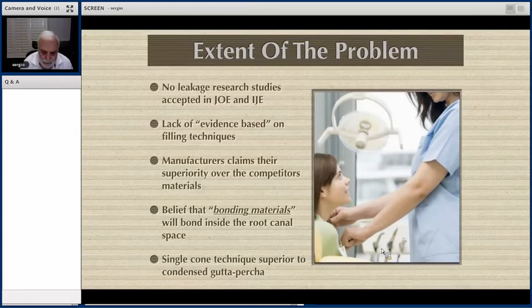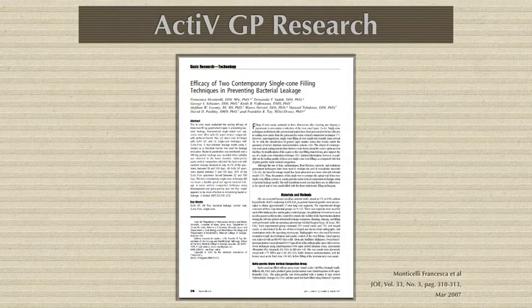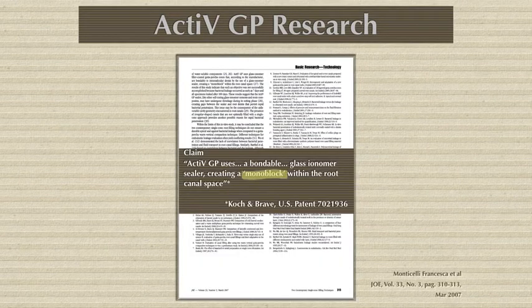It was a company in the United States that was advocating single cone. It's the best thing because you will create a monoblock. So for that purpose, we were looking into the literature, and it was Francesca Monticelli that in 2007 in the Journal of Endodontics published this article. The claim was from this company in the United States, Brasseler, which is called Active GP Gutta-percha, which is a Gutta-percha that is coated with glass ionomer cement.